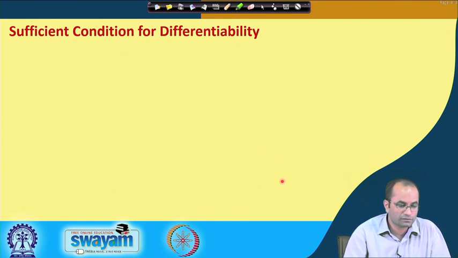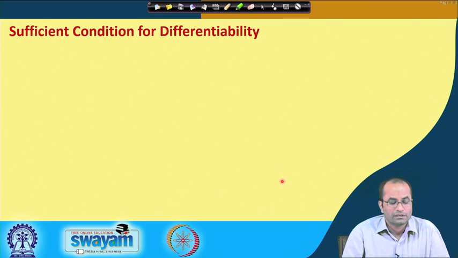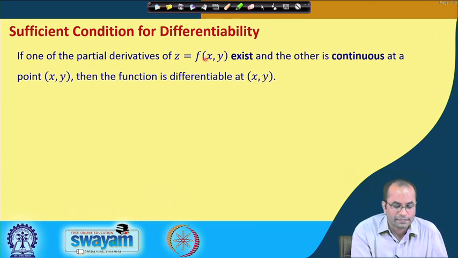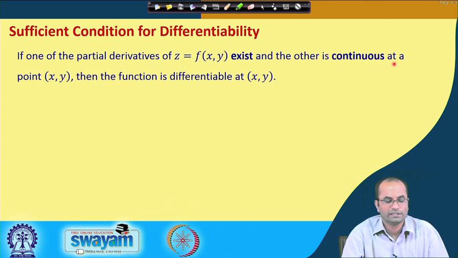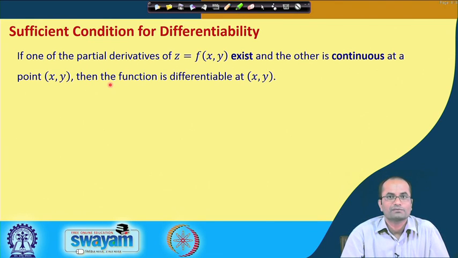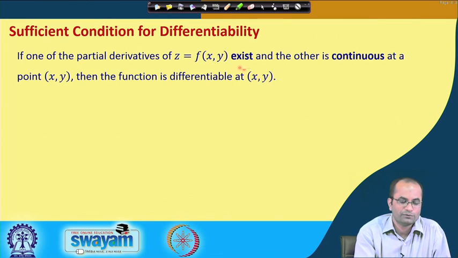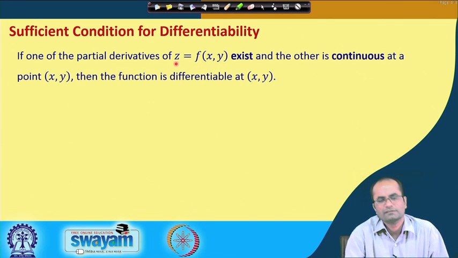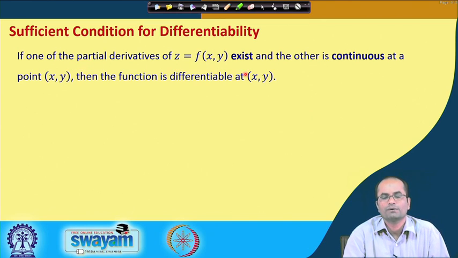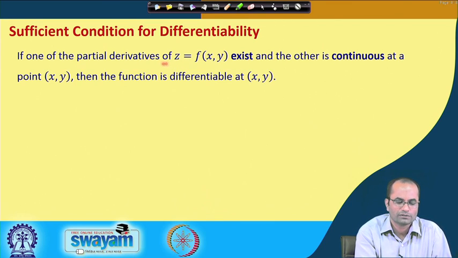So, now we will move to the sufficient conditions for differentiability, and in this case, if one of the partial derivatives of z exists and the other is continuous at a point (x, y), then the function is differentiable at (x, y). So, for the sufficient conditions, if one partial derivative exists, and that is anyway a necessary condition for the differentiability, so we must have the existence of both the partial derivatives for discussing the differentiability. This is natural, because it is a necessary condition that both the partial derivatives exist.